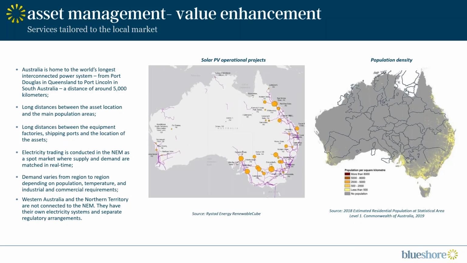Another key point is regulatory compliance. The electricity trading conducted in the NEM is a spot market where supply and demand are matched in real time, with the asset owners bidding every 30 minutes and dispatch done every 5 minutes. However, this is only for the NEM. West Australia, with the wholesale market, and the Northern Territory are not connected to the NEM, and they have their own electricity systems and separate regulatory arrangements.